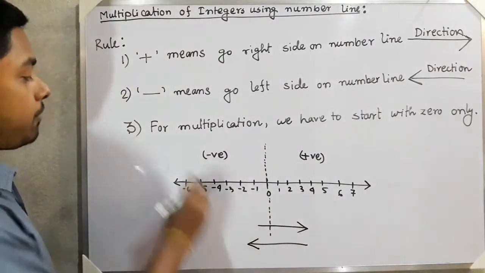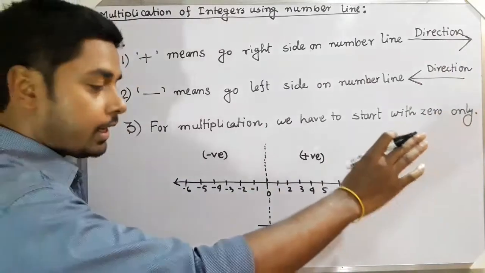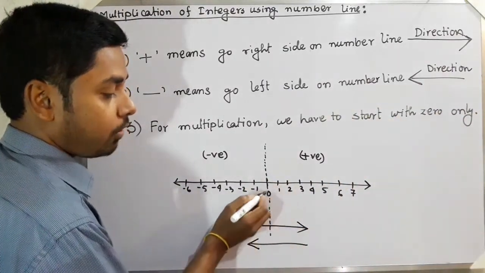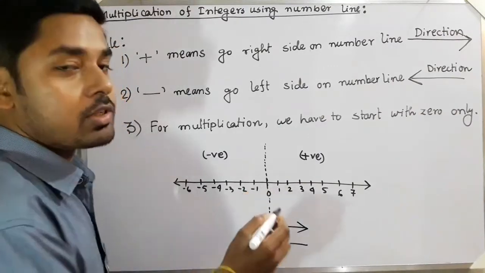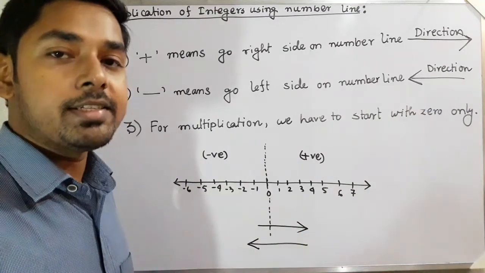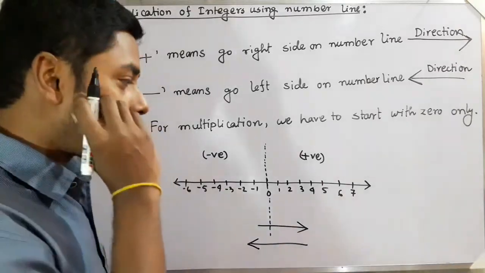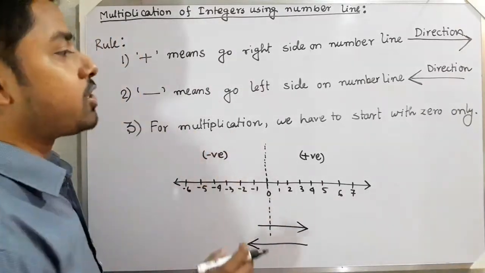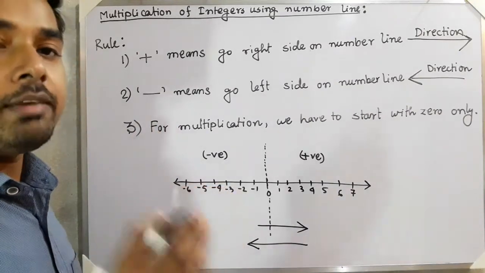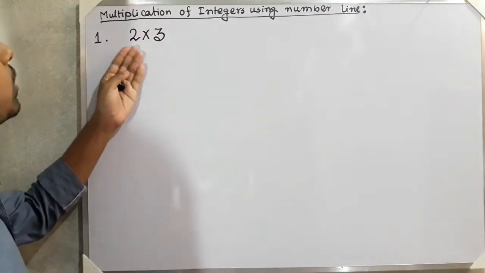For multiplication, we have to start with 0 only. That means only this position you have to start. As we have done for addition and subtraction of integers using a number line, the same rules apply here also, but here we have multiplication. So first of all, pause the video to note down all the things, then we will start. Students, we have taken an example here, 2 multiply 3.